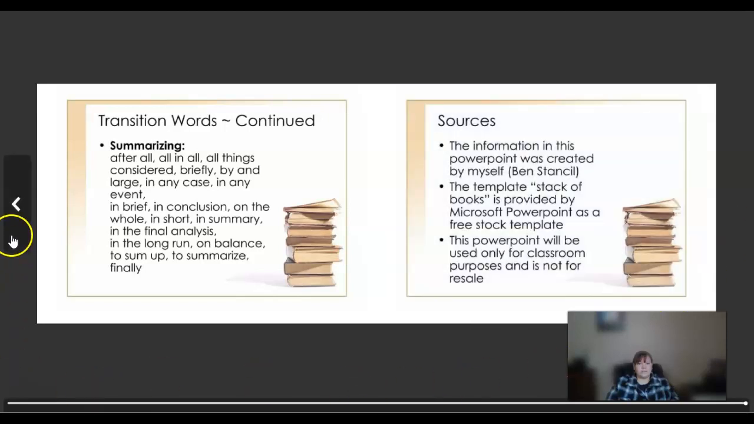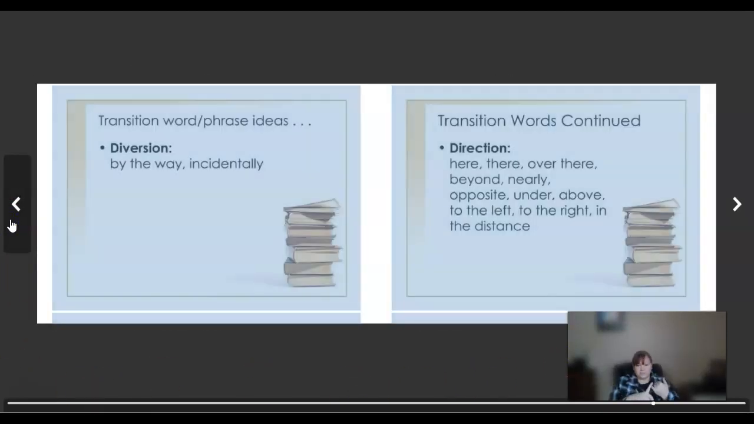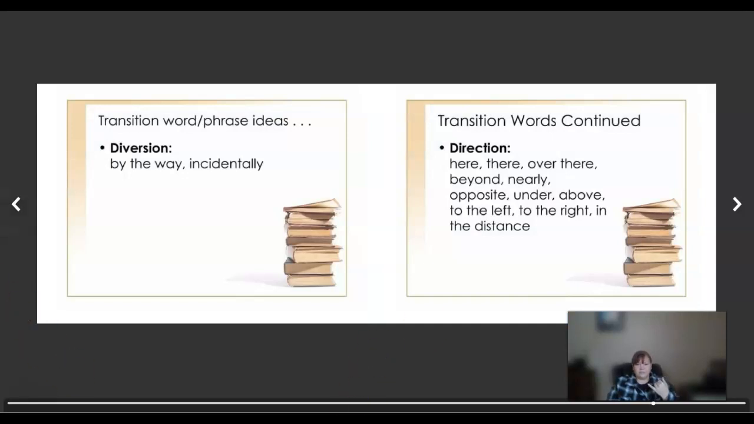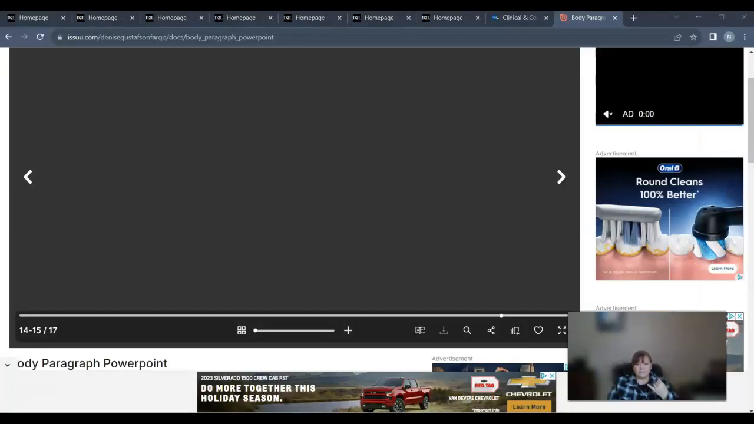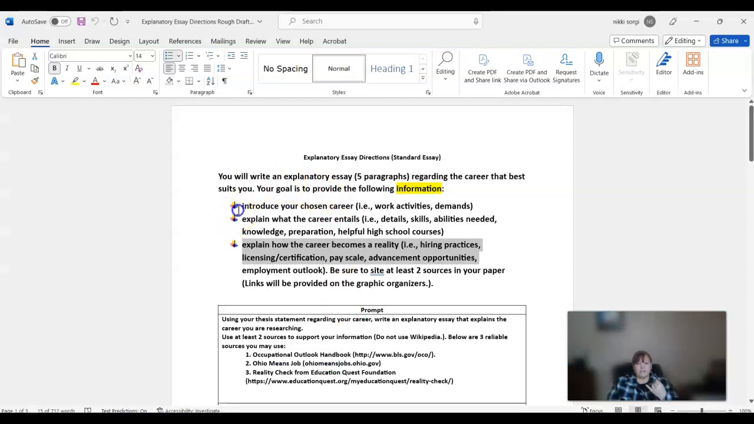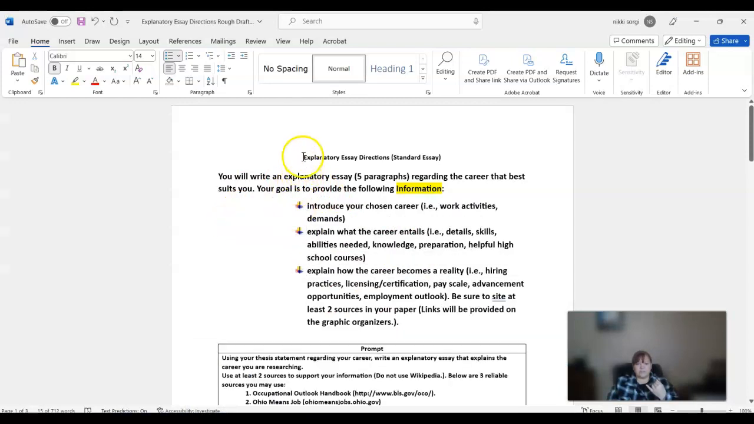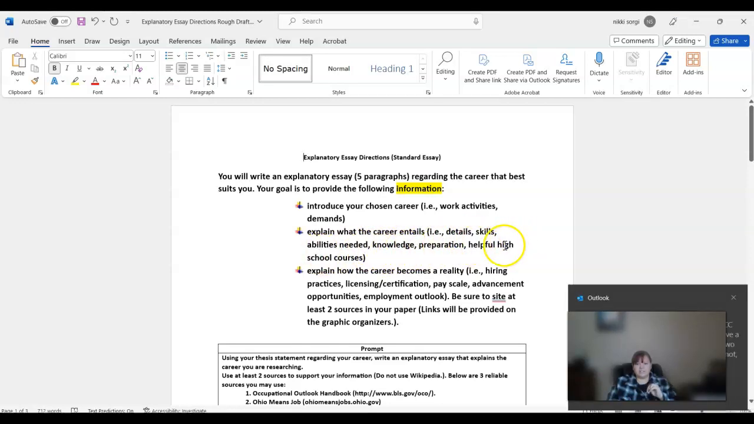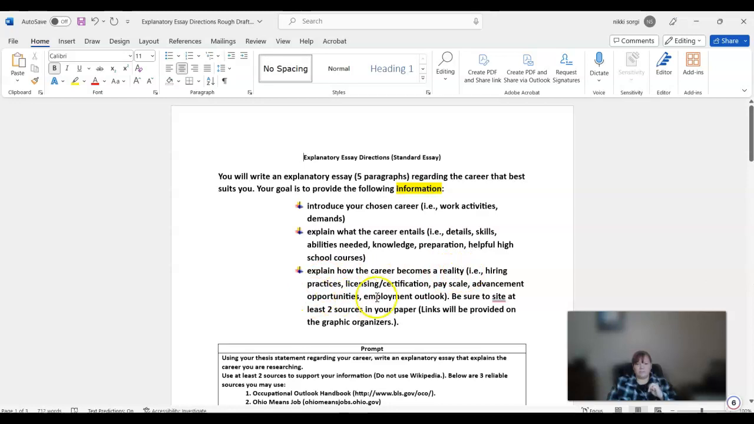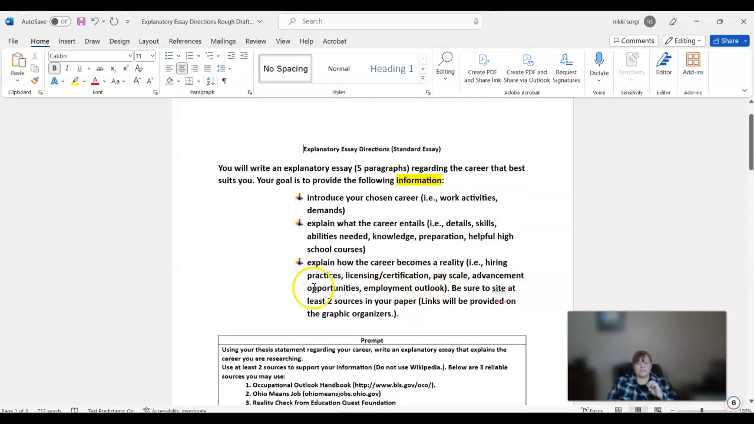Okay, so in your body paragraph, let's wrap this up. Your body paragraphs, you'll have 3. You're going to have 3 body paragraphs. Your first one will introduce your chosen career, work activities, demands. Your second body paragraph will be the details, skills needed, knowledge, preparation, helpful high school courses, all of that. And then your third body paragraph will explain how the career becomes a reality. So hiring practices, licensing, certification, and pay scale.